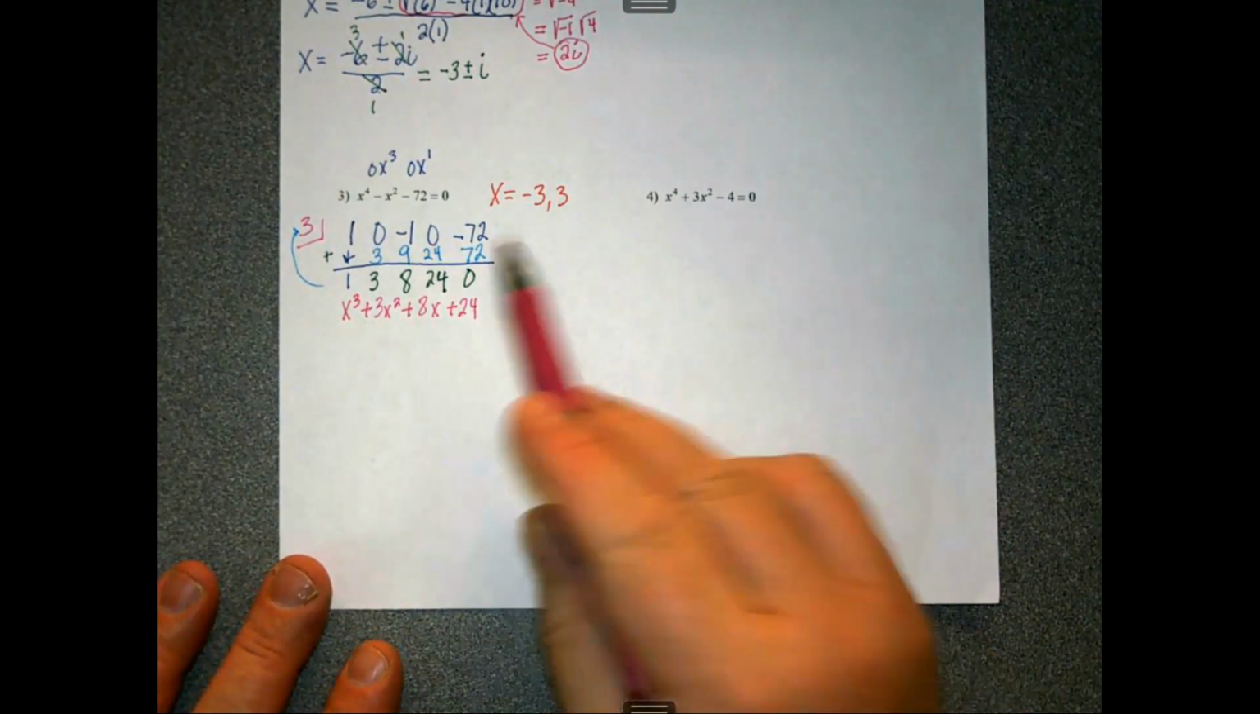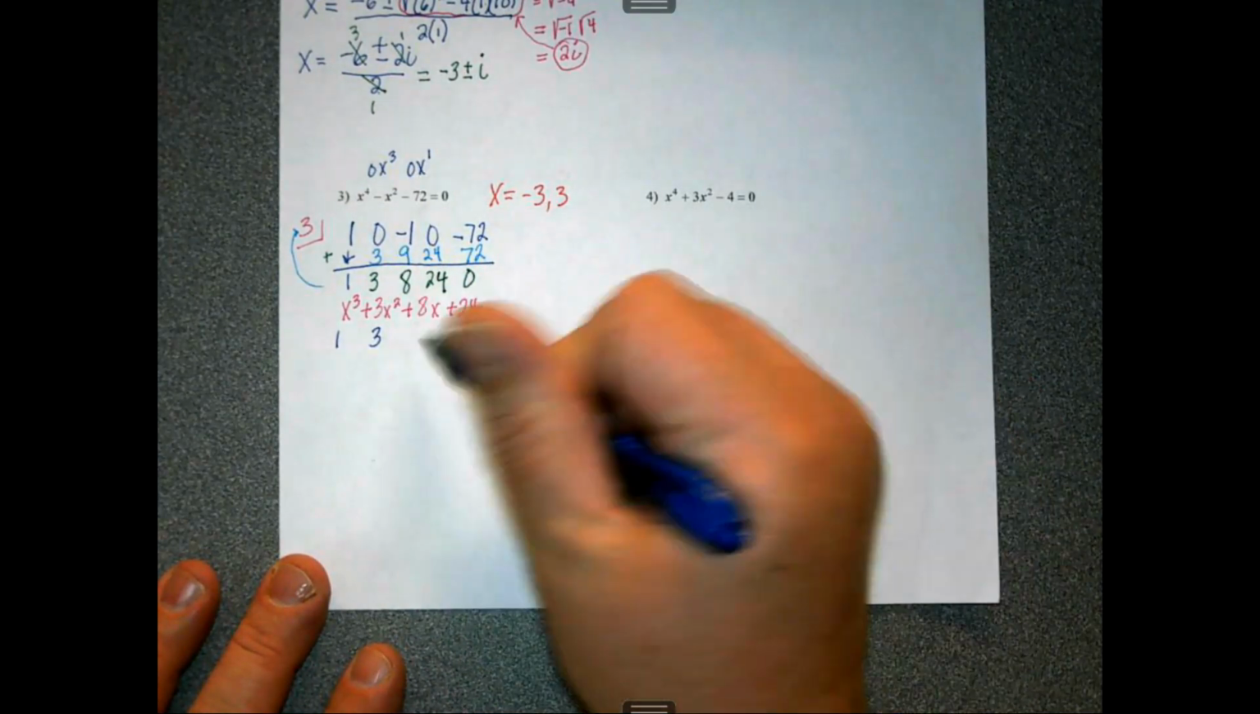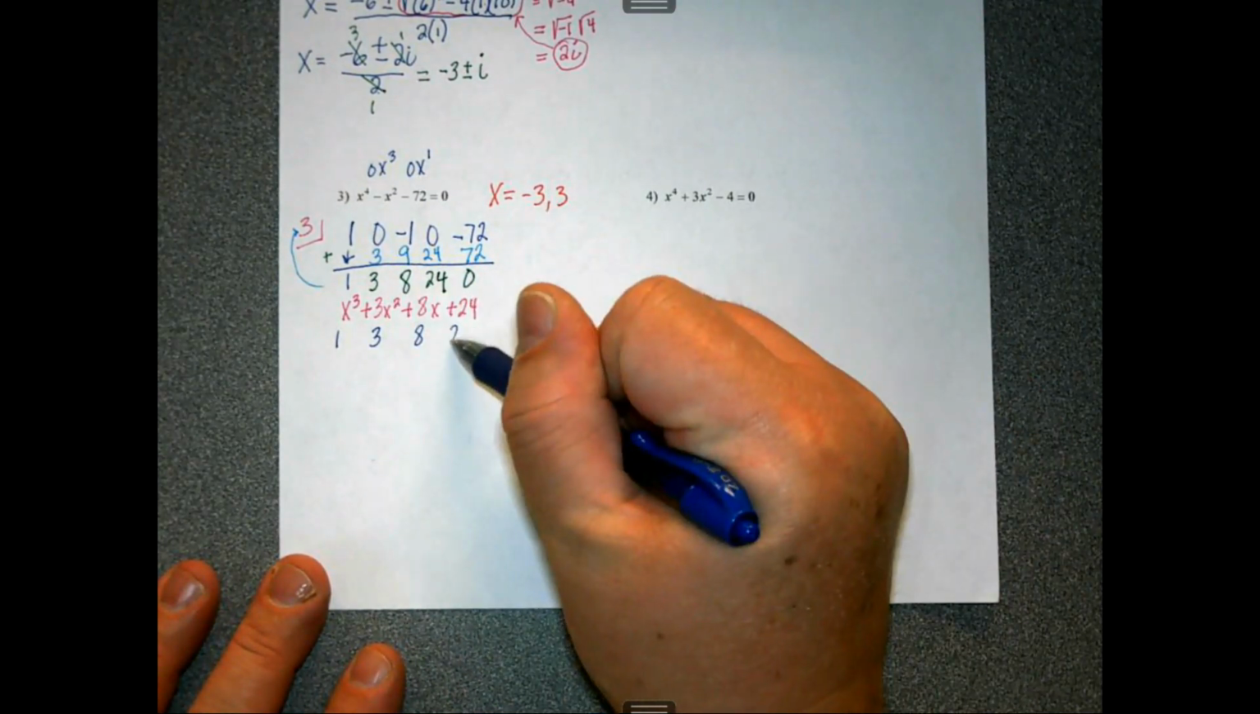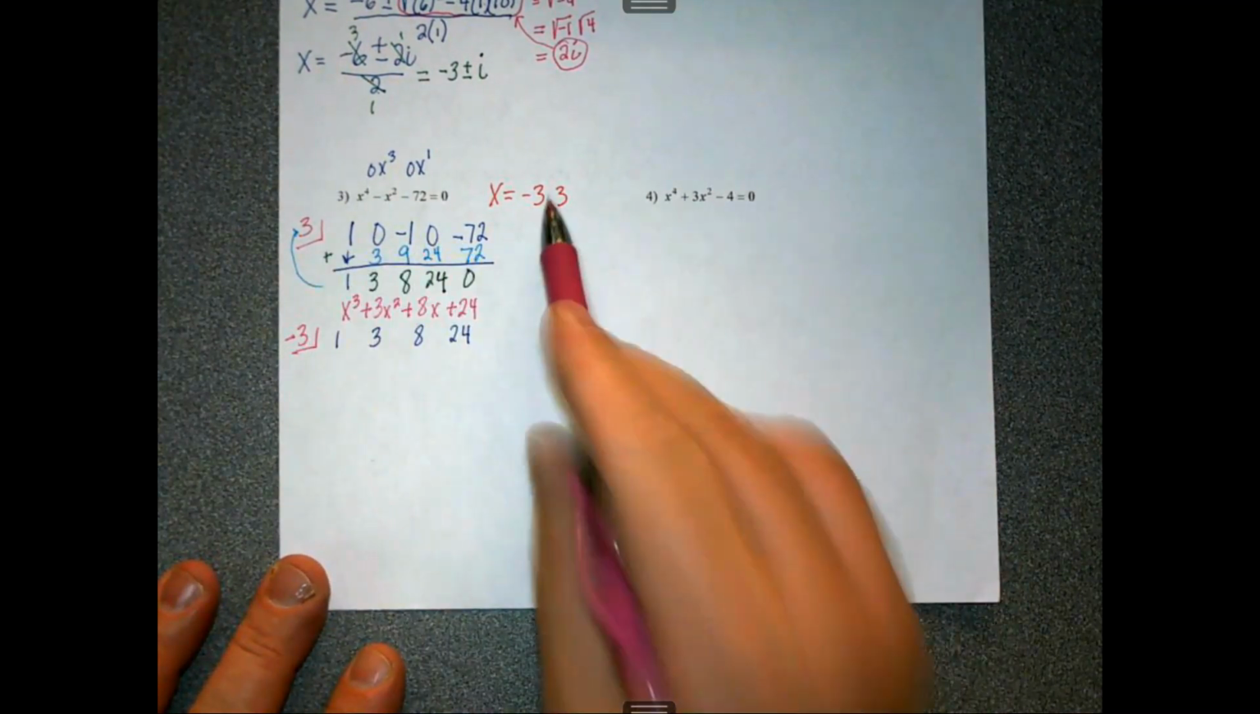Now I'm going to use my other 0 that I found from the graph, negative 3. So you have a 1, a 3, an 8, and a 24. Divide by negative 3 this time. It's my other 0.